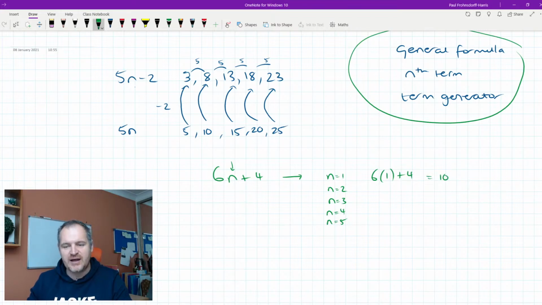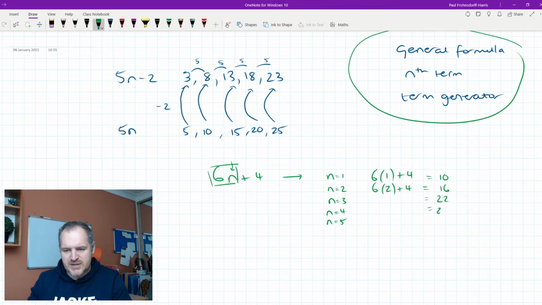6 ones of 6, add 4 is 10. 6 lots of 2 plus 4. 6 lots of 2 is 12, plus 4 is 16. And we know it's going to go up. It's going to be like the 6 times table. So we can just count in 6s now.